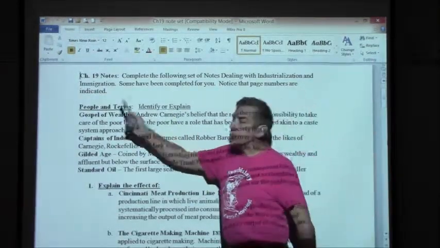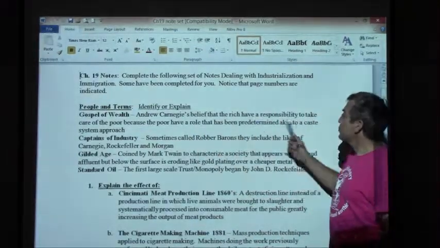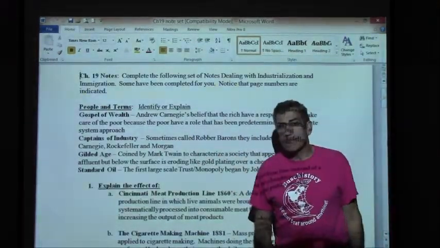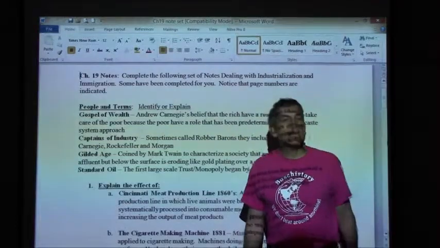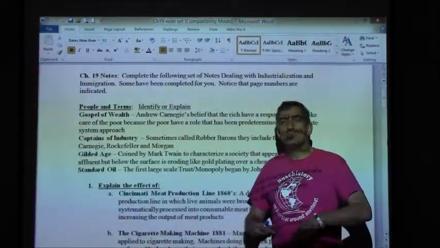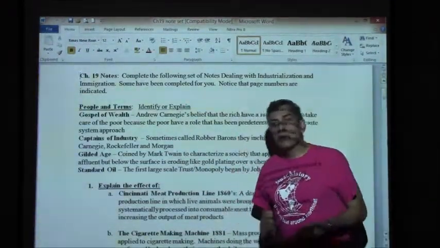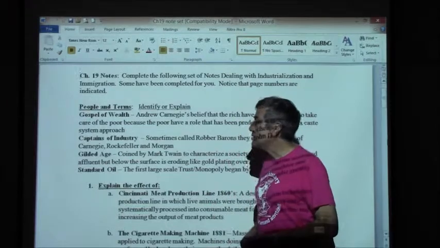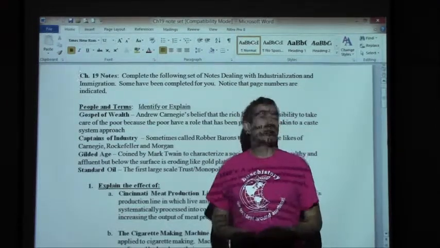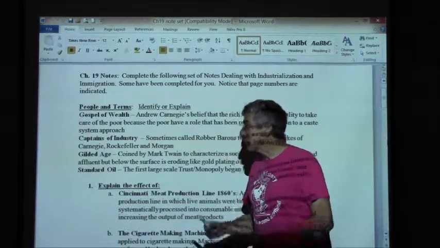Identify or explain the gospel of wealth. This was Andrew Carnegie's idea. Andrew Carnegie's belief that the rich have a responsibility to take care of the poor because he believes in this class-like society. That the poor are poor and they're going to stay that way, and the rich should be benevolent towards them. Captains of industry. They were called captains of industry by their friends, and they were called robber barons by their enemies. These are the guys who ran industry in the United States.